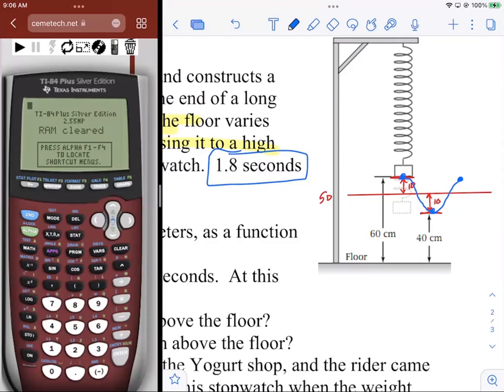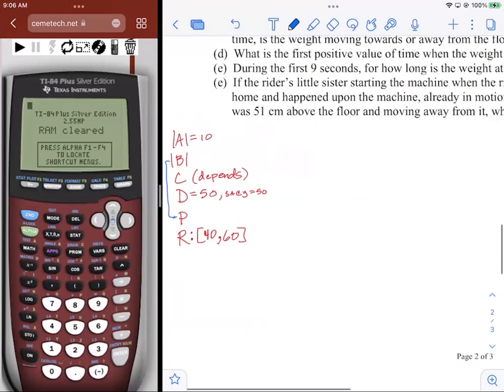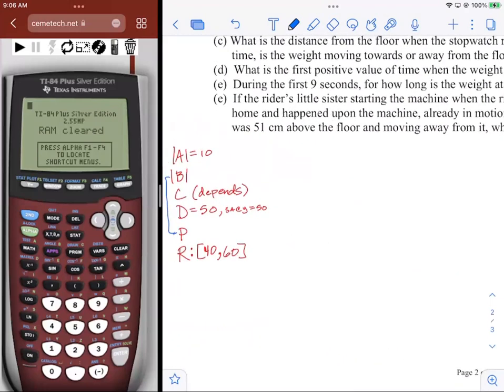So three quarters of the way? Not three quarters, it's a half. 1.8 is half. So 1.8 seconds is a half of a period: high, axis, low. So the period should be twice that. Okay, so the period should be 3.6 seconds.